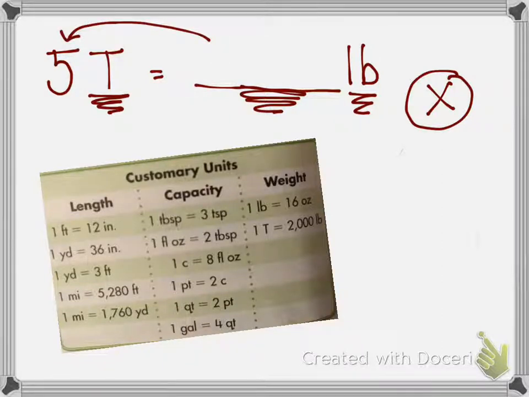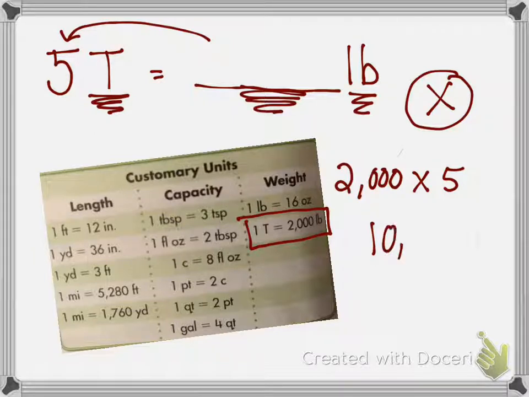So let's refer to our chart, and I see over here 1 ton is equal to 2,000 pounds. So we are going to multiply 2,000 times 5, and that equals 10,000. So 5 tons is equal to 10,000 pounds.